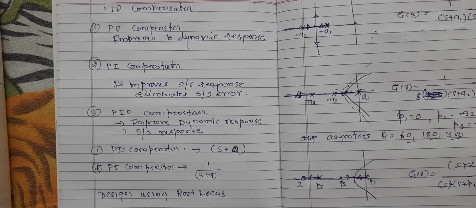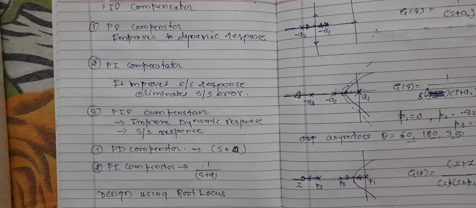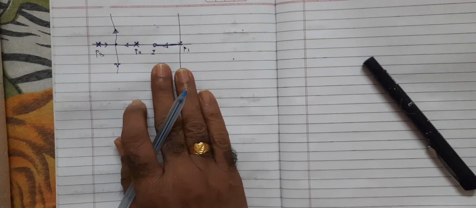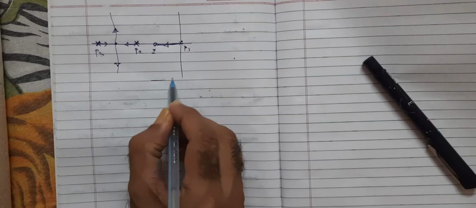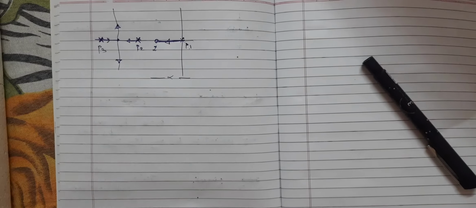And these are some of the explanations of what happens if we add poles and zeros into the system. Now we will see one of the examples and understand how we can design the compensator using the root locus method.